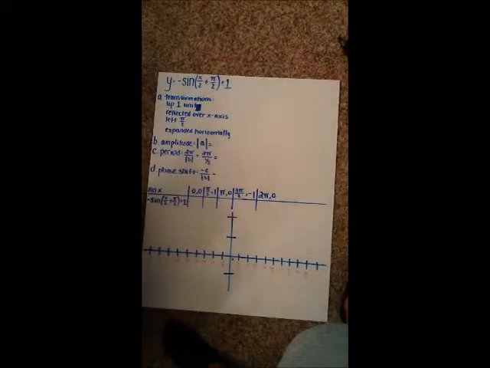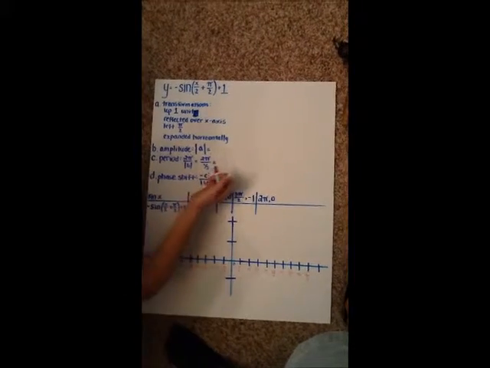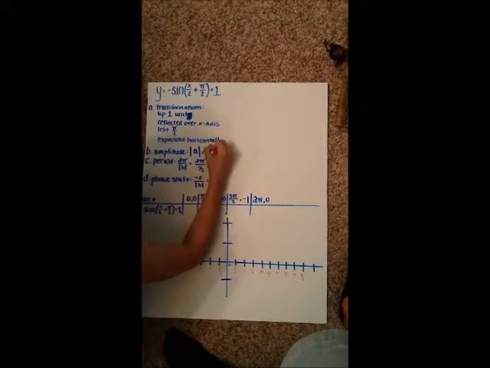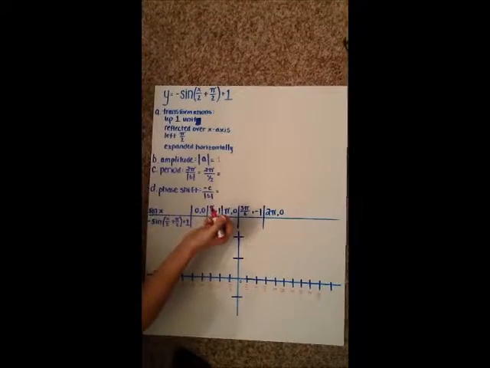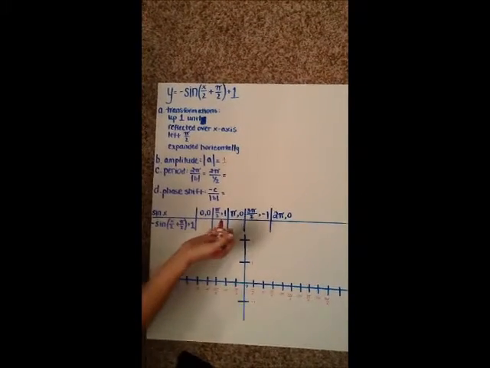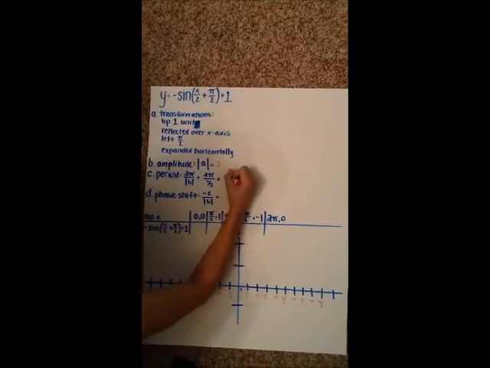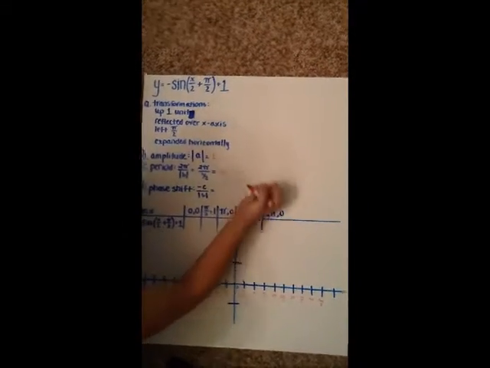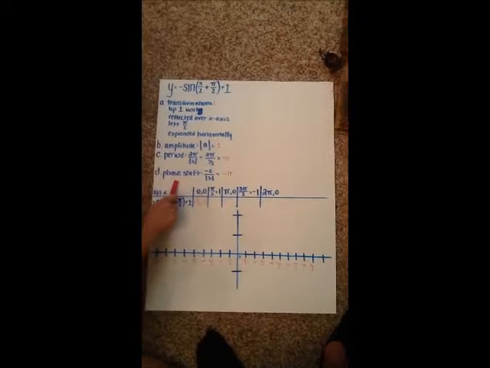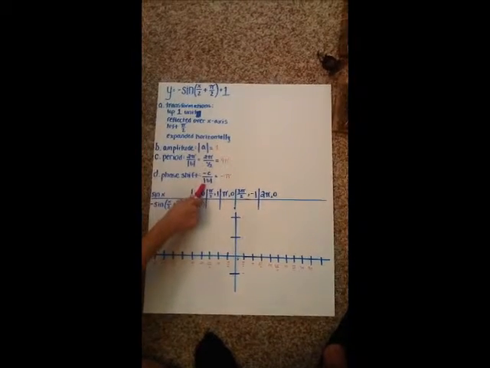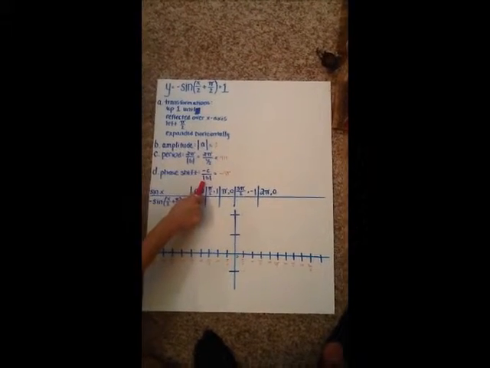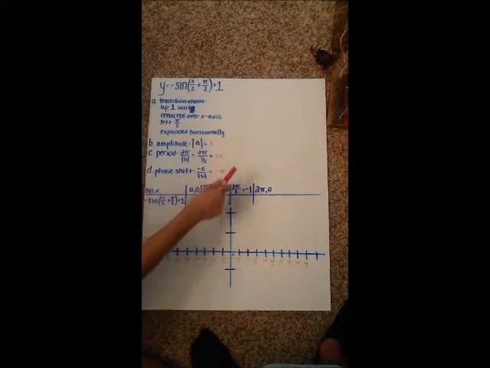The amplitude of this function is the absolute value of a, so that's 1. The period is 2 pi over the absolute value of b, so that would be 4 pi. The phase shift is negative c divided by the absolute value of b, which is negative pi.